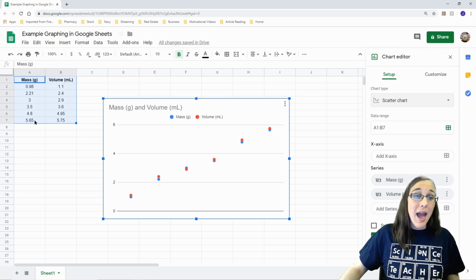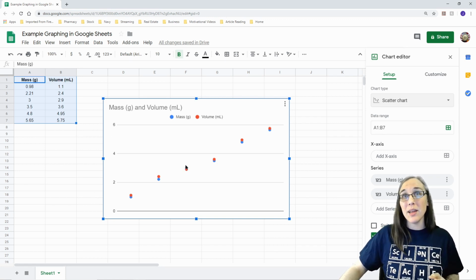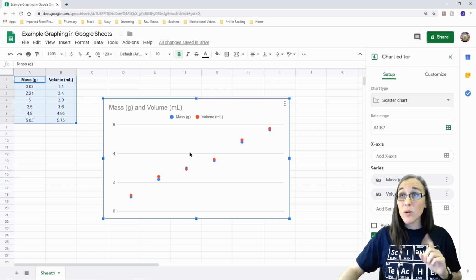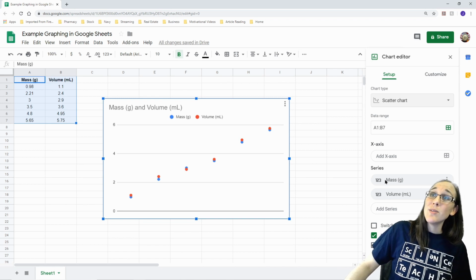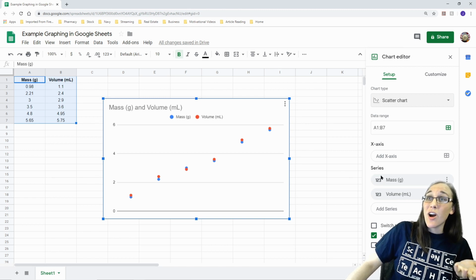I want my mass and my volume to be like an XY point on a graph, not treated like two separate points. So I need to merge these two data together. In order to do that, I'm going to go over to my series, which is behind my head here. Go over to my series, and notice that series is below x-axis. There's no data on my x-axis right now. Well, yikes. That means series is representing our y-axis. I need to move one of these to my x-axis.